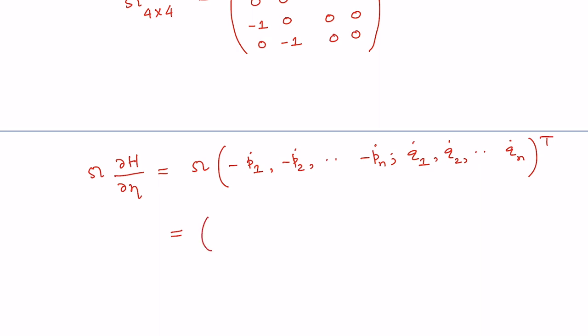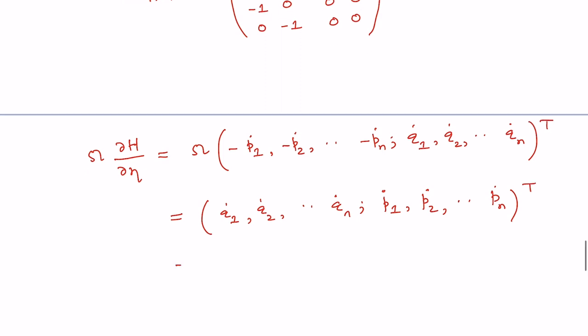q1 dot, q2 dot, up to qn dot. You see the order is now getting changed, and then here you will have positive p1 dot, p2 dot, up to pn dot. All right, and you take the transpose, so therefore this is going to give you eta dot.